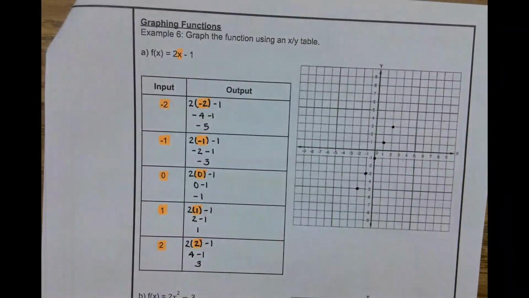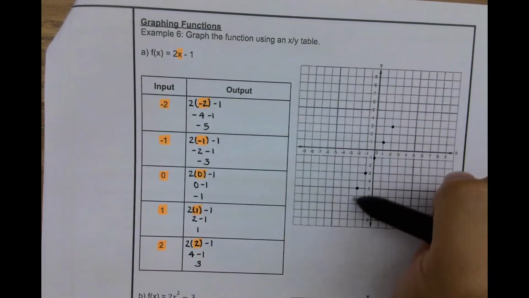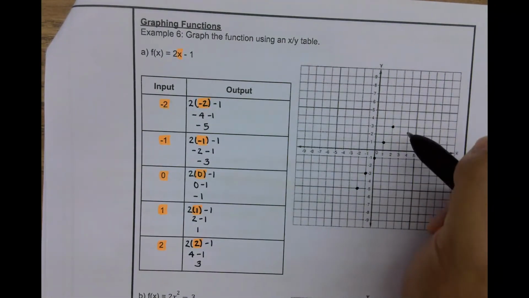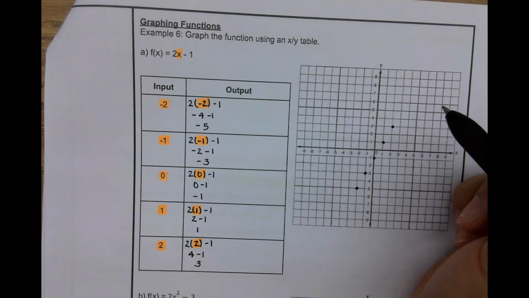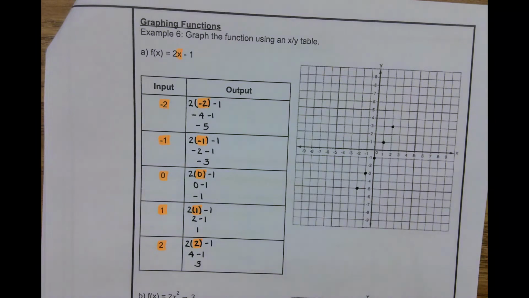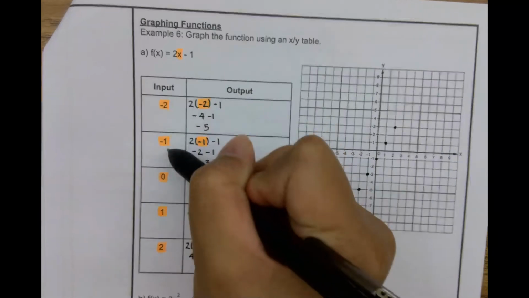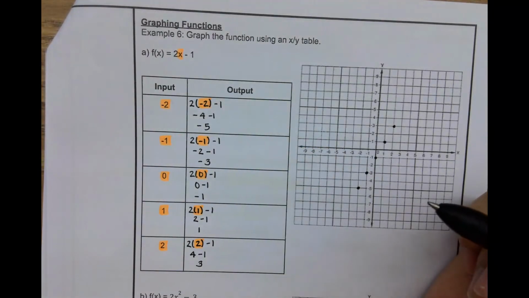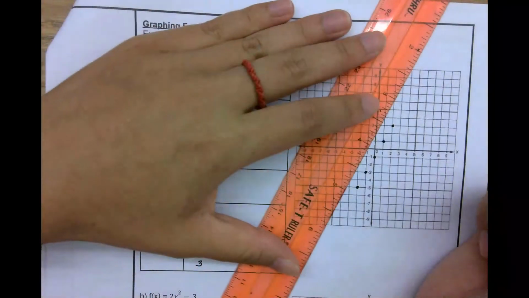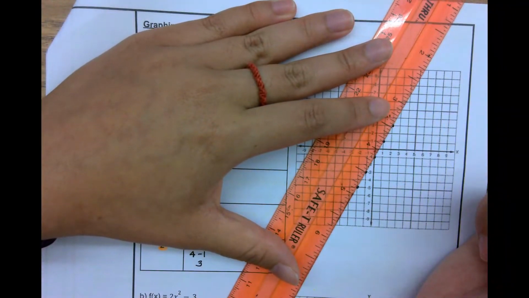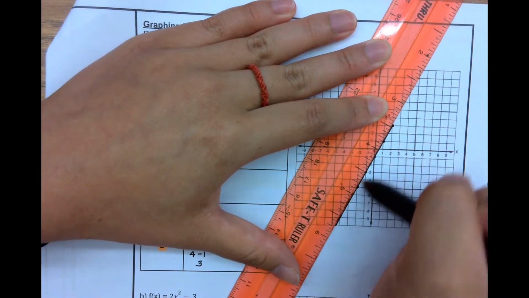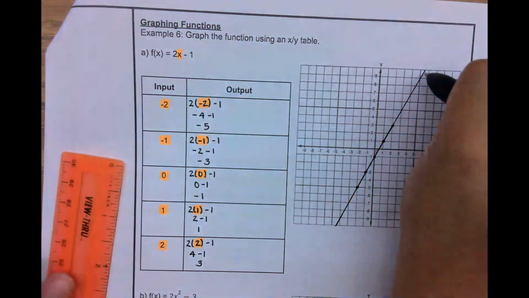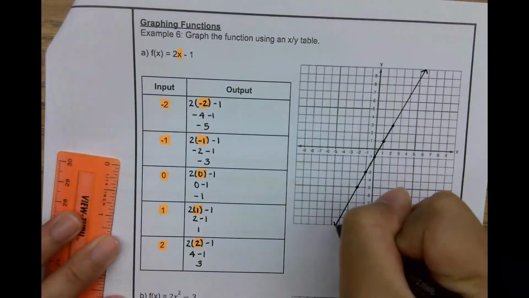Okay? And technically, I could plug in anything in between as well, right? I could plug in things like 1.5, 1.7, things like that. But it's a little bit more difficult when we have those fractions and decimals. We're just using these integer numbers to get a general idea of what it looks like. So all I have to do once I have it is connect it. And then it's actually going to go on forever because this is a line. So I'm going to put arrows at the end.